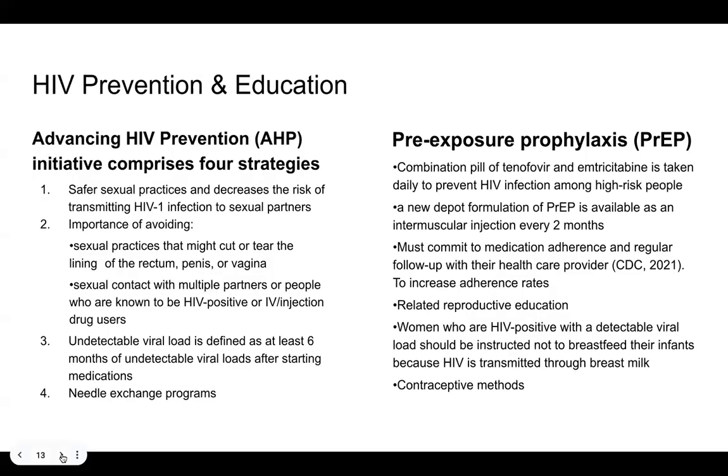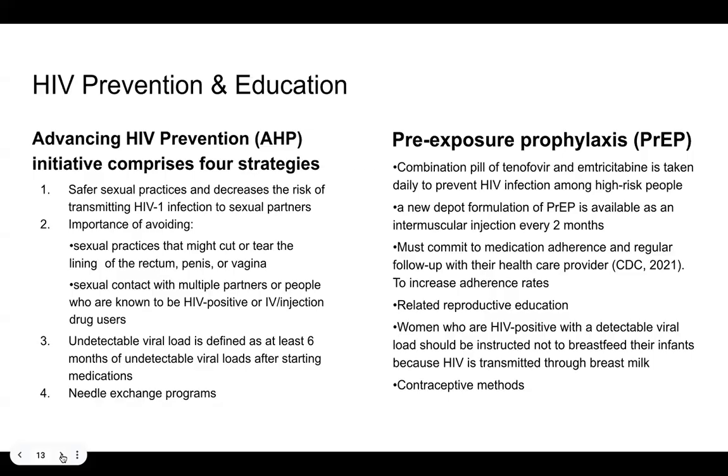Education and prevention are super important with HIV. There have been initiatives advancing HIV prevention called AHP. It comprises four strategies. We are encouraging safer sexual practices, and this decreases the risk of transmitting HIV infection to sexual partners.